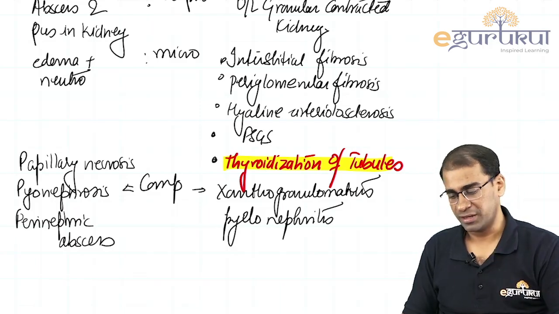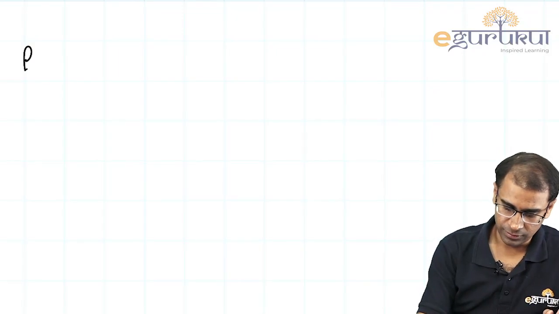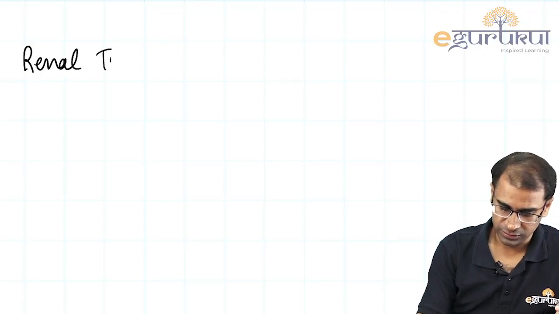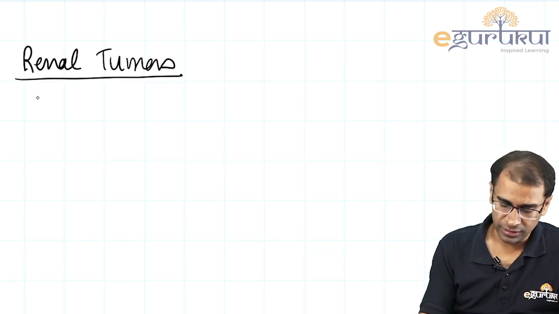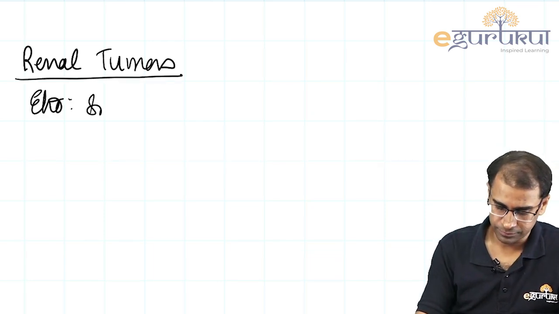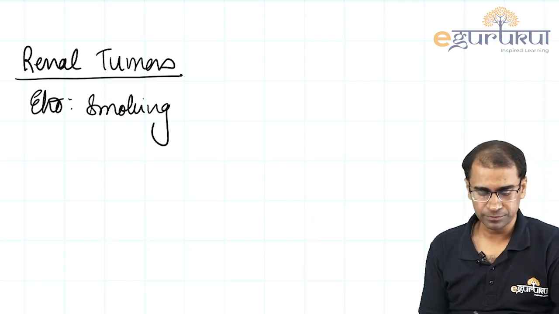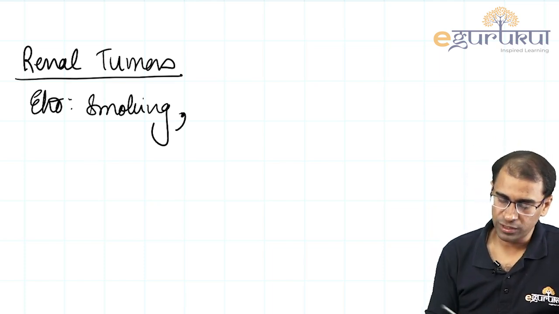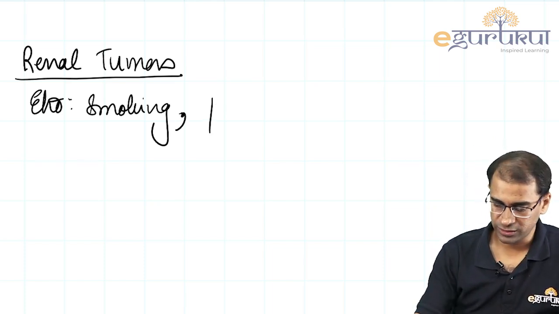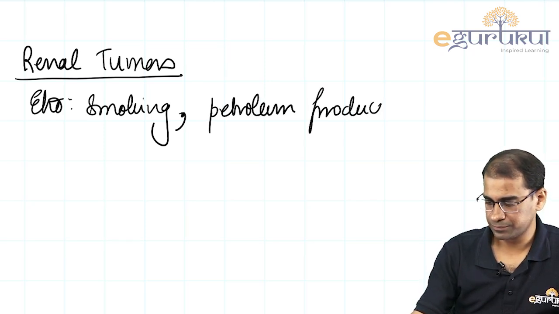We now move to the last topic, that is the tumors. Okay, renal tumors. Etiology you all know is smoking. Most common etiology being smoking. But apart from smoking, it can be petroleum products.